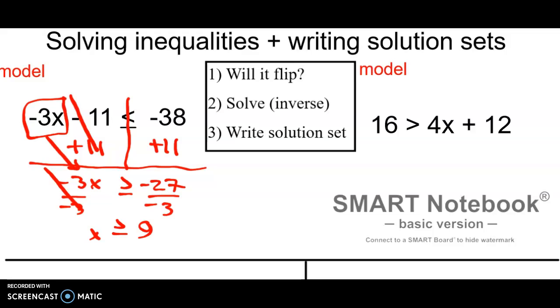If I plug this back into the equation, negative 3 times 9 gives me negative 27, minus 11 does give me negative 38, so it does make it true.